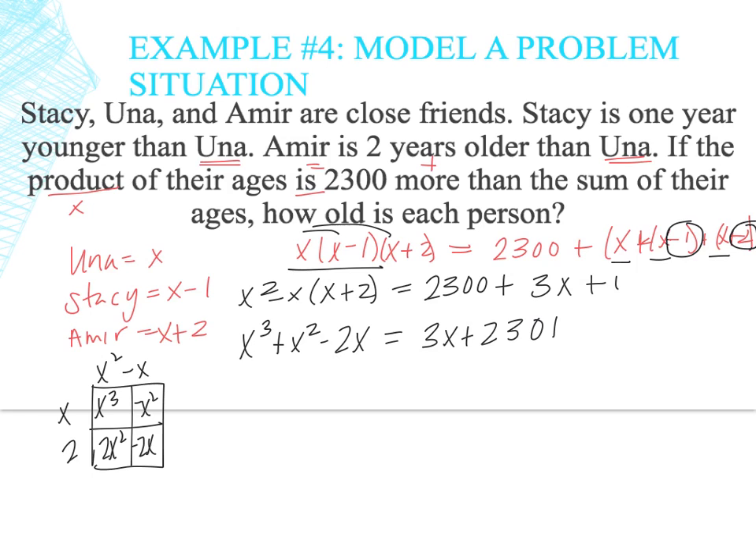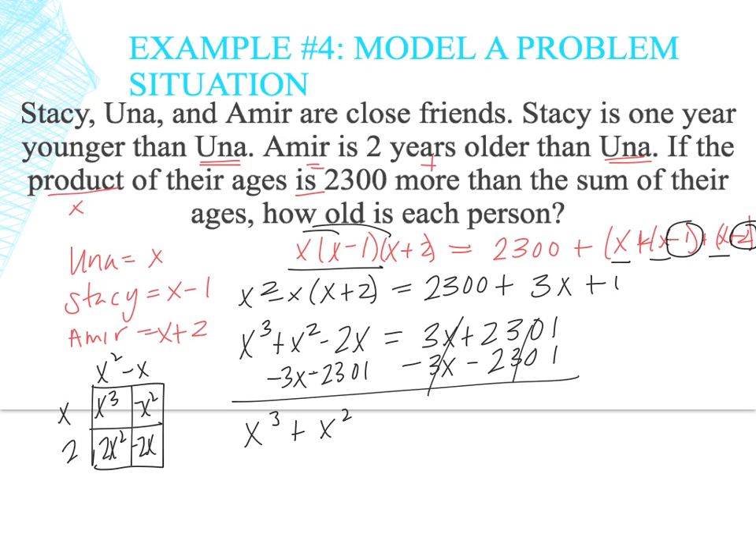At this point, we want to put everything in standard form. So I'm just going to move everything to the left. So if I subtract 3x and I subtract 2301, I get x cubed plus x squared minus 5x minus 2301, and that will equal 0.